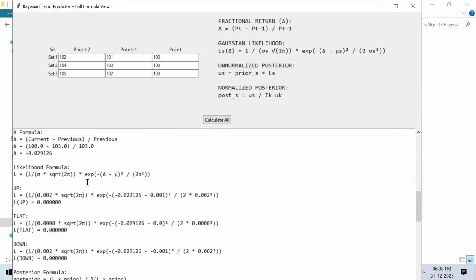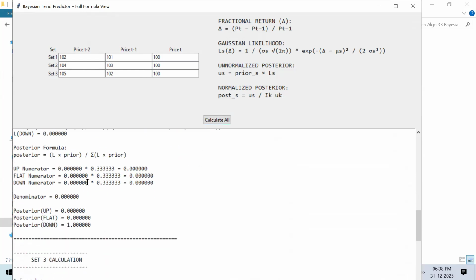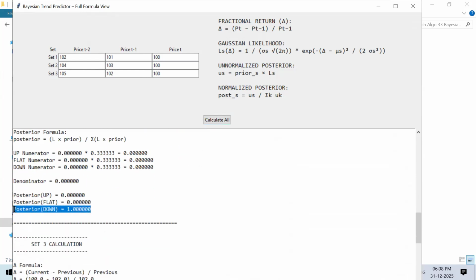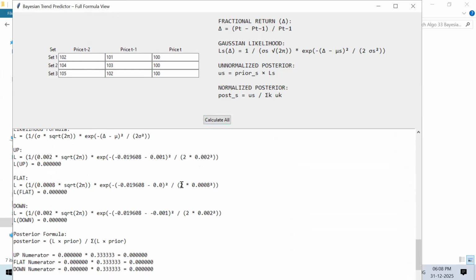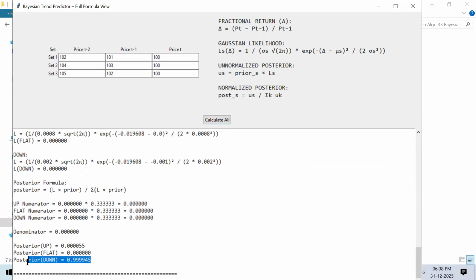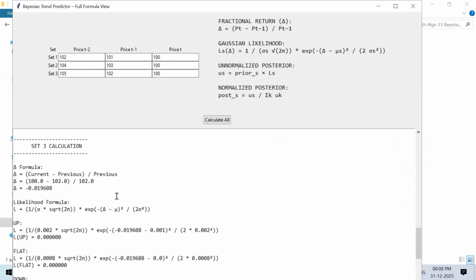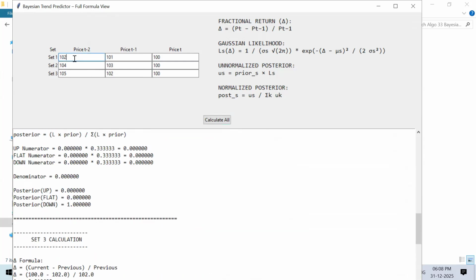Similarly, we are going to do the calculation for the second one. And here also you can check the posterior down value is coming higher than the actual value. In the third also, we are going to get the down movement value higher than the up movement and the flat movement. Now let me change this to something else.